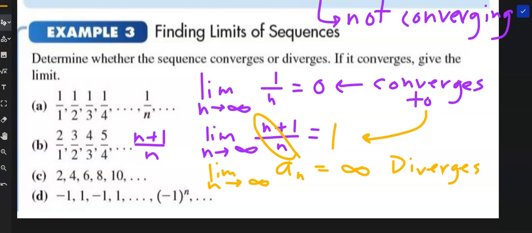You know what? Yes? No, basically the plus 1 becomes insignificant because over time, think about if I put in 1,000,001 over 1,000,000. That little extra 1 is barely touching the numerator. So as n gets super big, it's not really affecting anything.